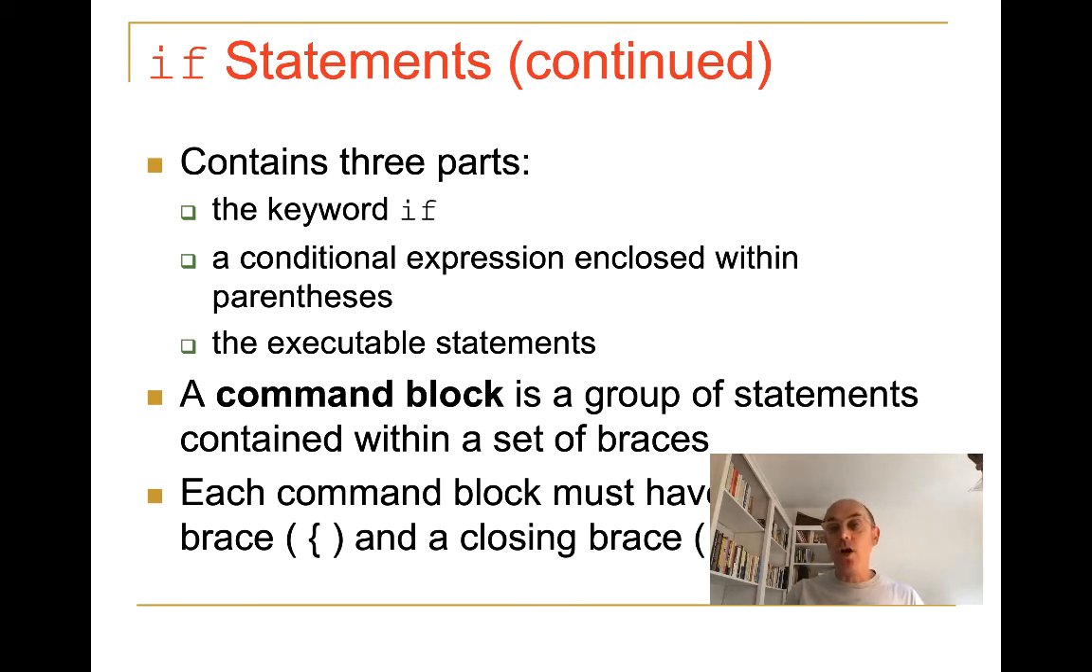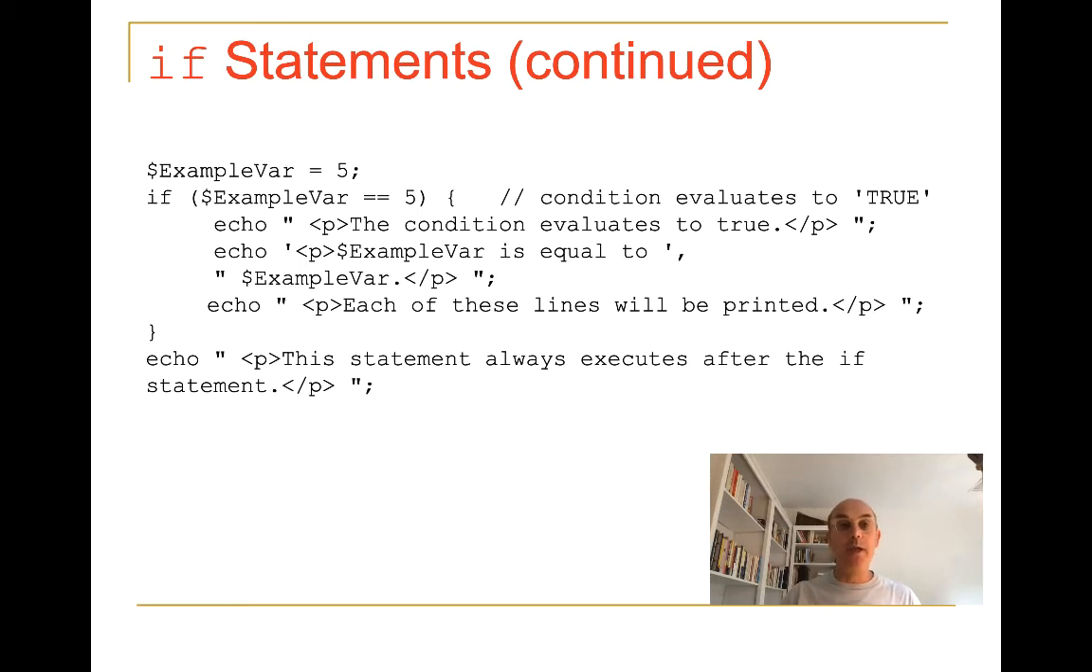The command block is a group of statements contained within a set of braces. Each command block must have an opening brace and a closing brace, as we learned in PHP. In this example, this is the execution of an if condition with two echo statements that will display if the condition is true, and it will evaluate that. Each of those lines will be printed in order for us to get a better sense of what's going on.